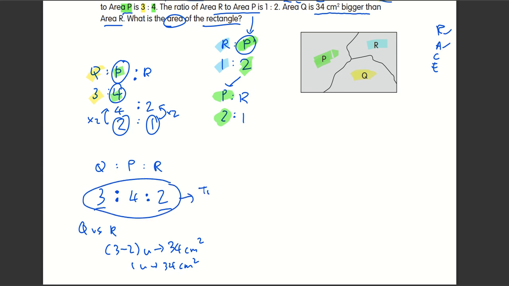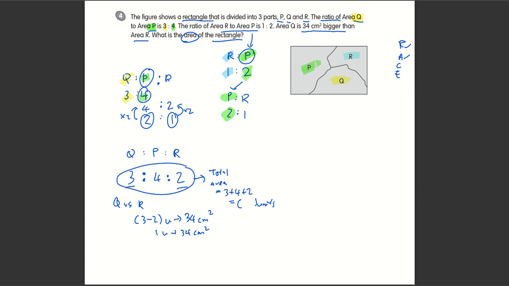So the total area will be 3 plus 4 plus 2, this number of units. And there you go, quite close to getting to the answer. Number of units, 34, multiply by the number, and then you get square centimeters. Don't forget about the square centimeters.